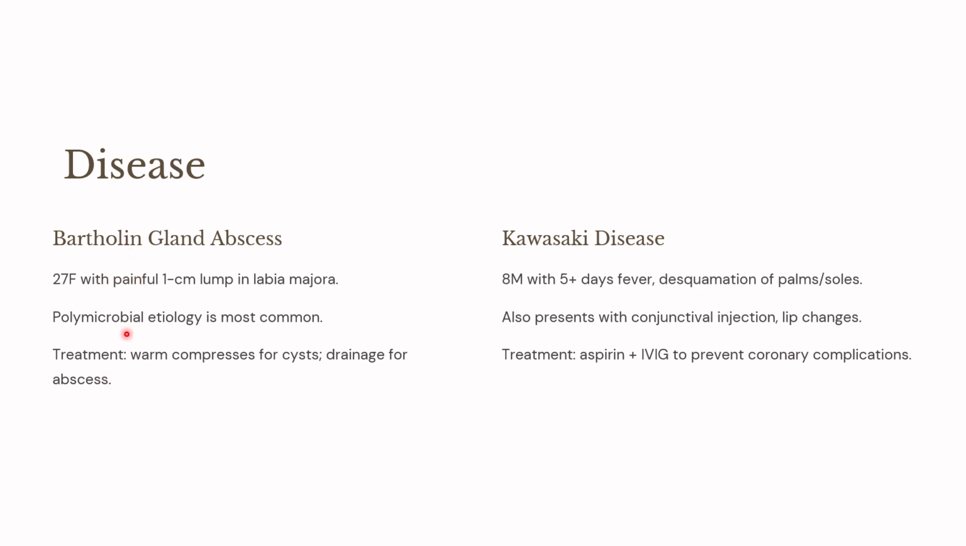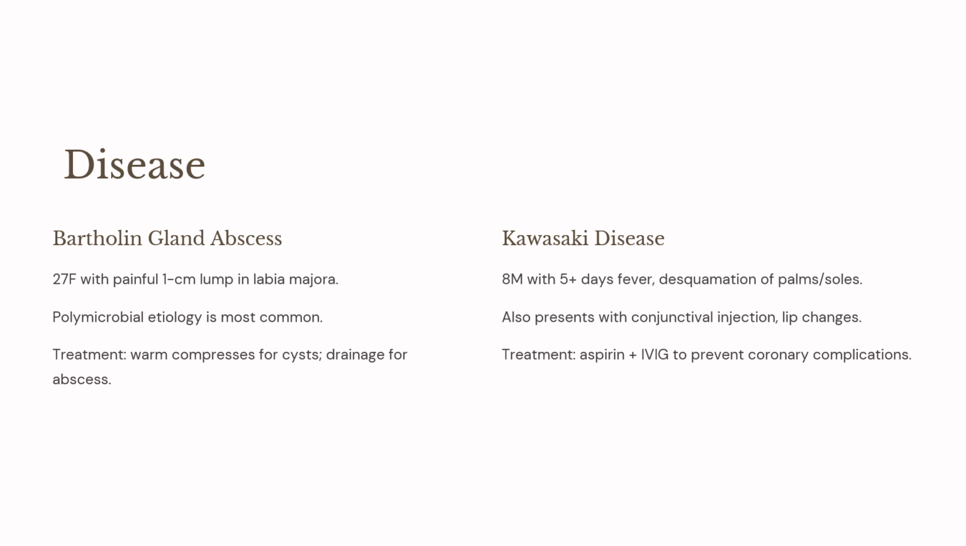Now, how do you treat Bartholin gland abscess? Even though the etiology is polymicrobial, just warm compress for the cysts or drainage of the abscess will help to cure Bartholin gland abscess. This is because warm compress for the cysts will help to liquefy the material which is present within the cyst, thereby helping that to drain. But in some cases where the drainage doesn't happen, then surgical drainage of the abscess will also help to cure the Bartholin gland abscess.